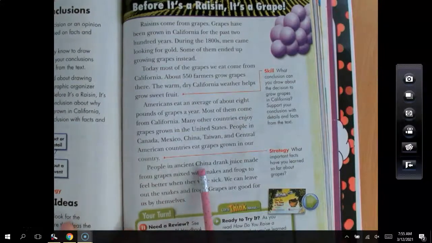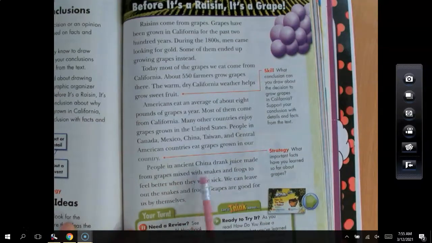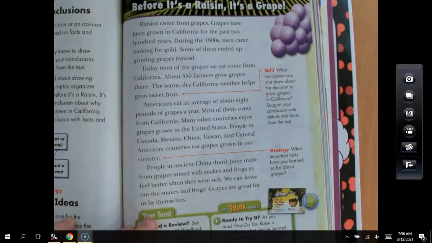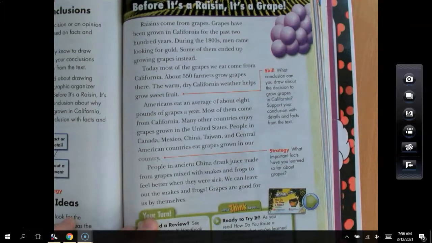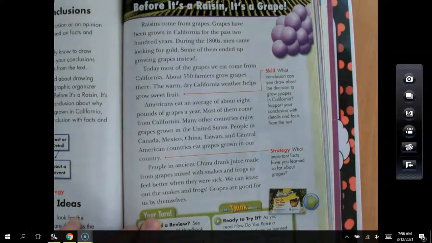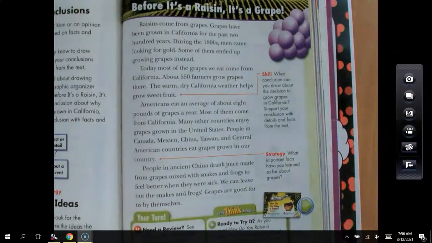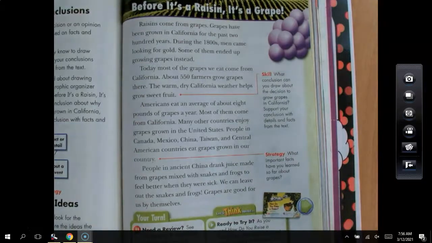People in ancient China drank juice made from grapes, mixed with snakes and frogs, to feel better when they were sick. We can leave out the snakes and frogs. Grapes are good for us by themselves. Think about that. Would you eat grapes mixed with snakes and frogs to help you if you were sick? I know I wouldn't. That would probably make me even more sick.